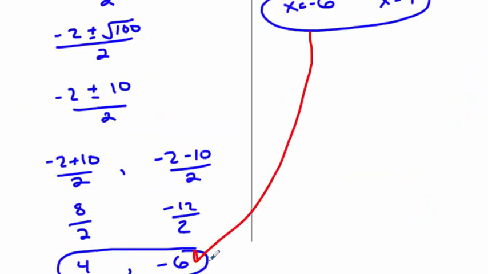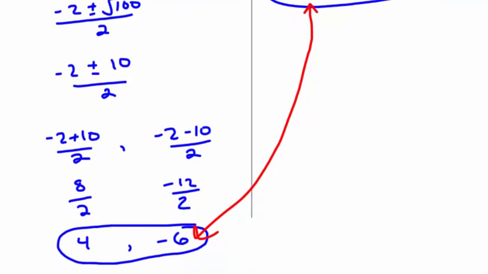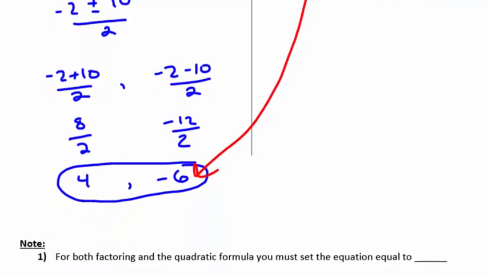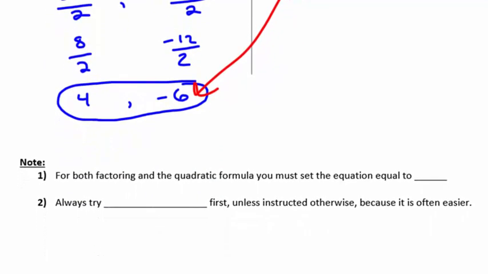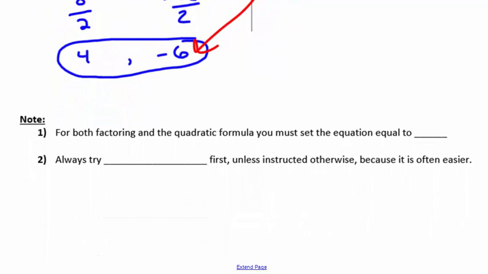Those are the same two solutions we got using the quadratic formula, but they were much easier to get using the method of factoring. So just because the quadratic formula works doesn't necessarily mean it's the best method. You want to check the other two first. You want to check factoring and the square root method. For both factoring and the quadratic formula, you must set the equation equal to 0. Always try factoring first because it is often easier.